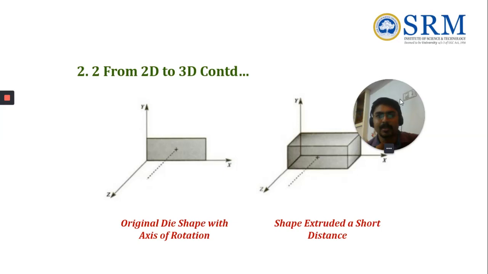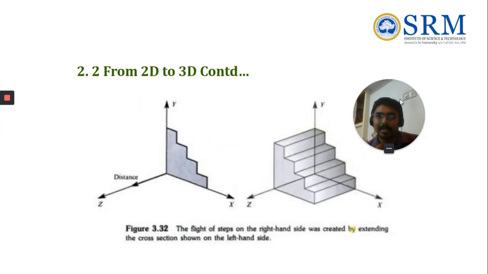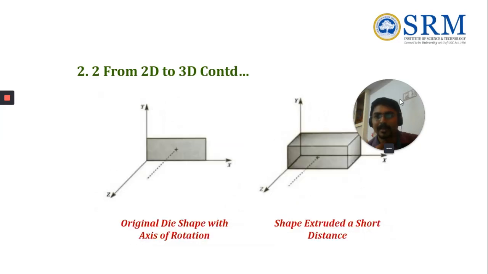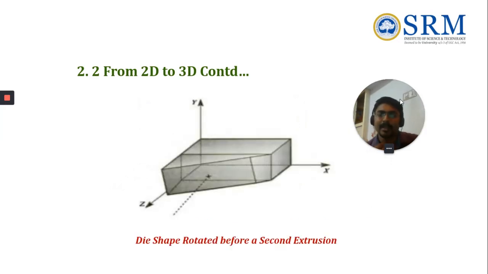Then the next one: this same kind of extrusion can happen even with shapes, a single shape or multiple shapes. Here we actually have multiple shapes, stairs, but here we have a rectangle. The rectangle we are moving, and we are converting from 2D to 3D. Here it's somewhat different. Actually we extrude, but after that we are rotating.